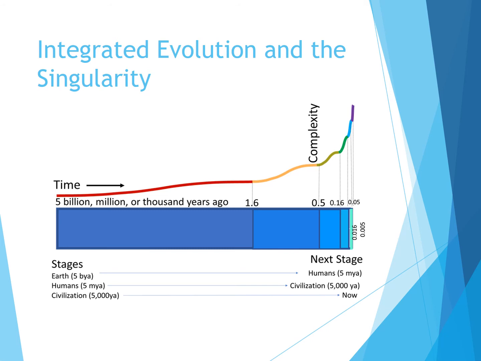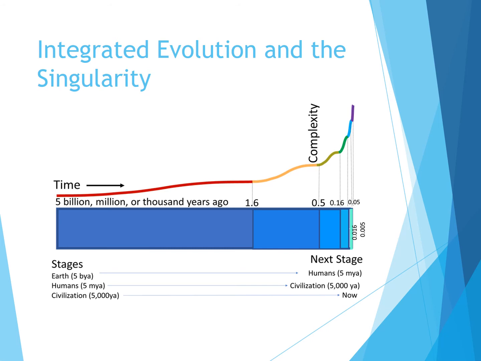So we can see this structure repeating for these three major stages. Each one of these is an age, starting with the Earth 5 billion years ago. There are 6 stages, at an accelerating rate, followed by 5 million years of human evolution, followed by 5,000 years of civilization, leading to now. So this has been continually accelerating.